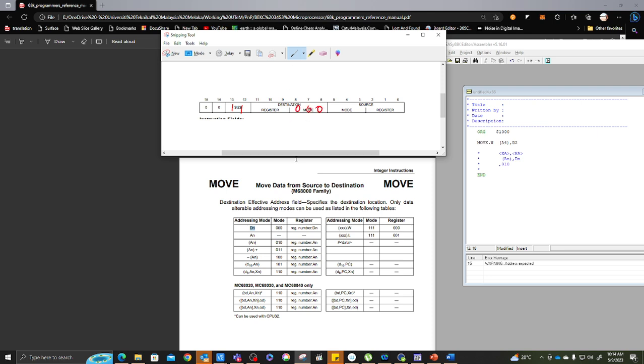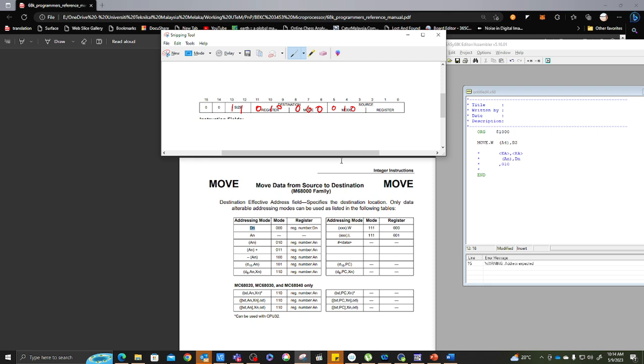And the register number is D2. D2 is 010. Right? Then you have the source here. Now the source is (A4). So based on this table, the (A4) is over here. This is the An bracket, right? This is the An bracket, and then you have the mode 010.